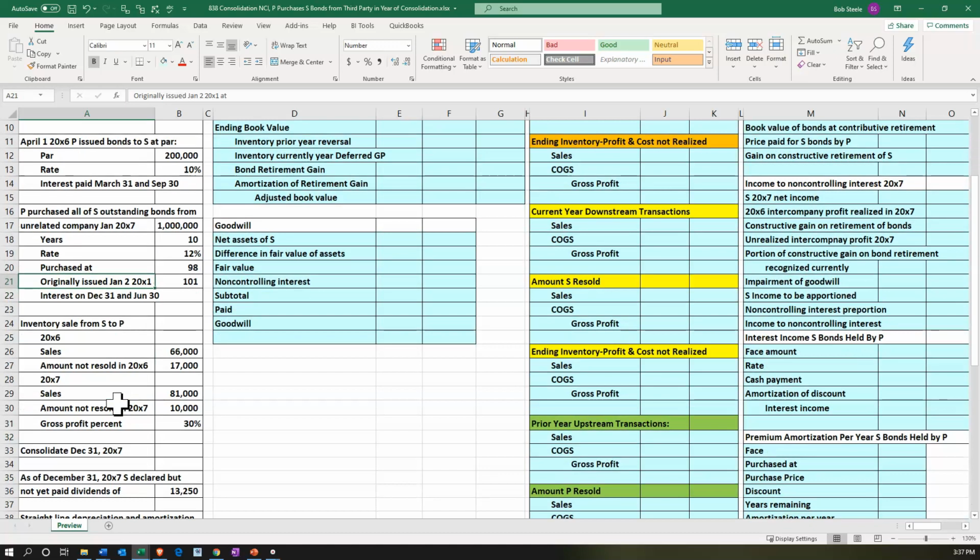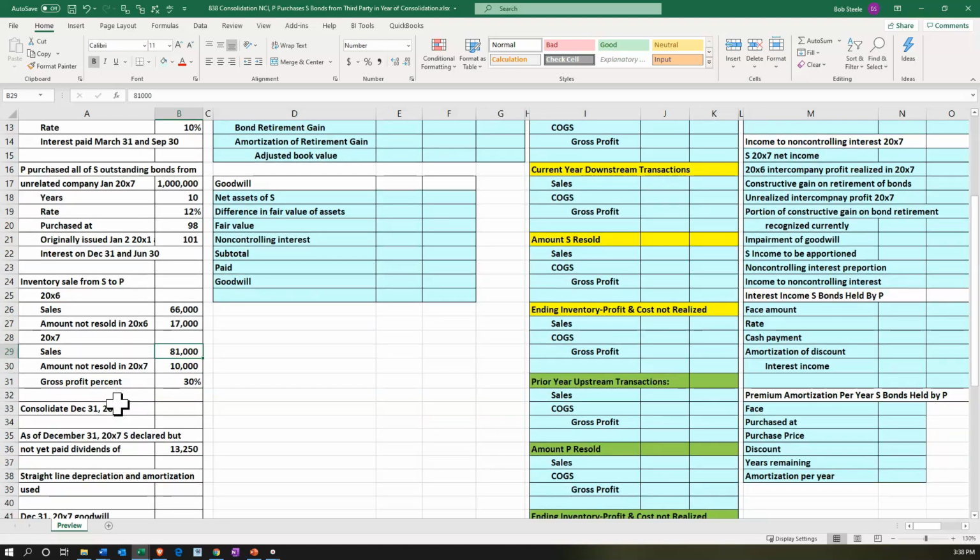And then we have inventory, just to confuse things a little bit more. We have the inventory sales from S to P, S subsidiary, P the parent. So they're going to be upstream transactions. So we have the 20X6 sales that took place for sales price $66,000 and the amount not resold in 20X6. In other words, still in ending inventory at the end of last year. They're in beginning inventory this year. We expect them to be paid then this year.